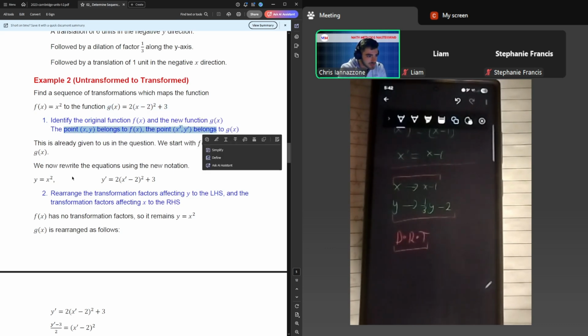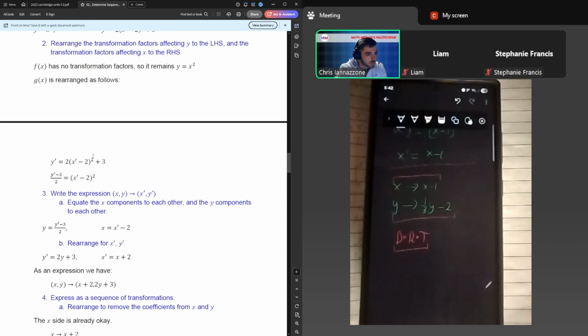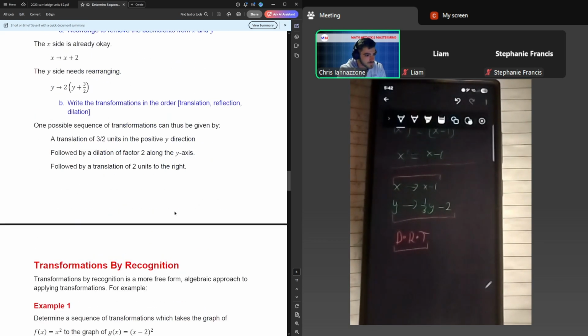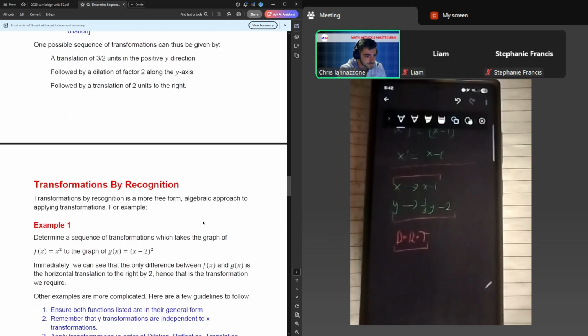We're still going to follow the steps as normal. The only thing I'll point out here is that this is one of those cases where you do have to now rearrange for the x dash, y dash, because currently they are trapped inside the terms, inside the expression. So that's the only thing I wanted to highlight. You might have to do that. Otherwise, yeah, follow the same stuff.